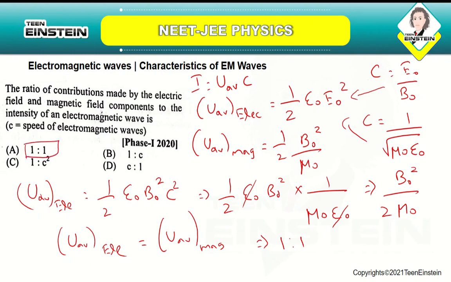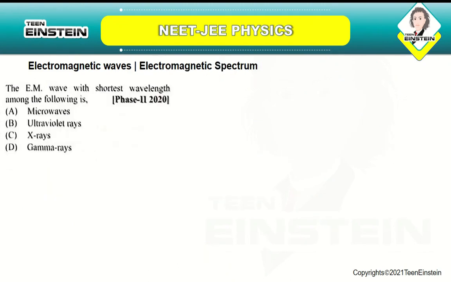Okay, it's a very simple problem where first you are trying to find out the intensity of the electromagnetic wave, which is equal to U_av into C, and U_av is the average energy of a wave, and we have the average energy in terms of electric field and the magnetic field respectively. So you are just substituting the values of C, which is equal to E naught by B naught, and from that you are taking E naught, and C is equal to 1 by root of mu naught epsilon naught. You are just substituting and you are finding out both the average energy in terms of electric field and magnetic field are equal. So their ratio will be 1:1. Okay. Let us now move on to the next question.